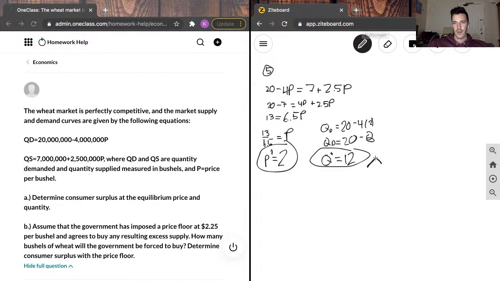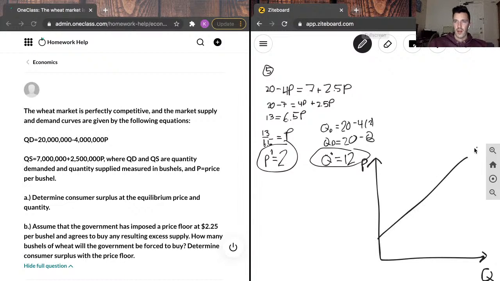I will graph this. So Q, P. Supply, of course, slopes upwards. Demand slopes downwards. We know our Q star is 12. We know our P star is 2.